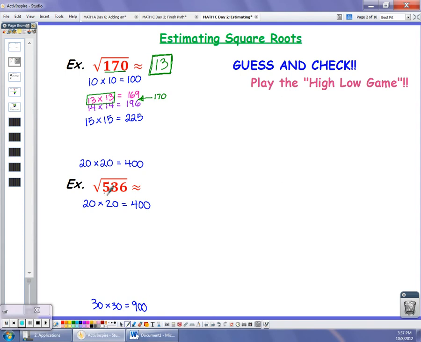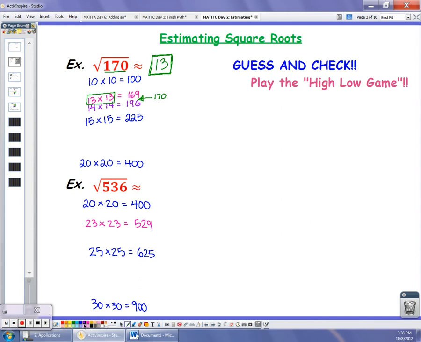Remember, our goal number is to get 536. So we'll go ahead and try somewhere in the middle, which is 25. And 25 times 25 will give us 625. Narrowing it down, we could go ahead and try to find the number in between 20 and 25, since our goal is 536. And we could go ahead and bring it down to 23. 23 times 23 will give us 529, bringing us pretty close to 536.